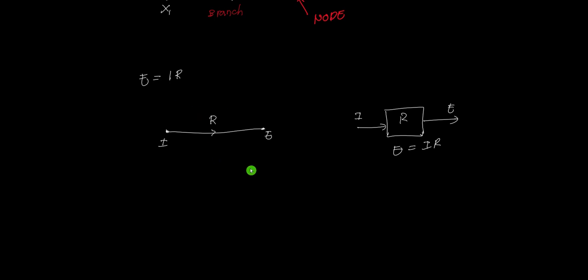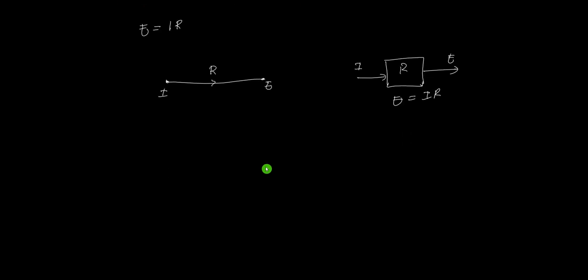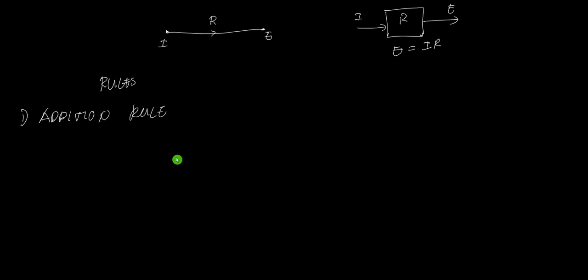Now, just like in block diagrams, we also have some rules that we need to follow in signal flow graphs. So what are those rules? The first one is called the addition rule. So what's the addition rule?